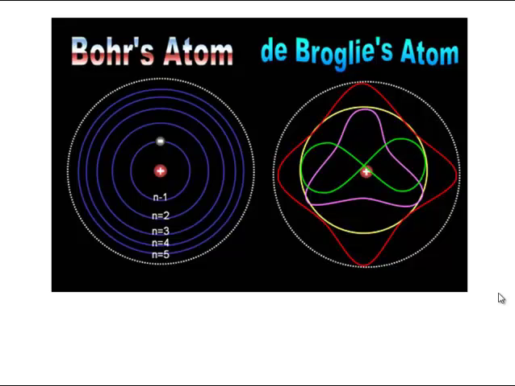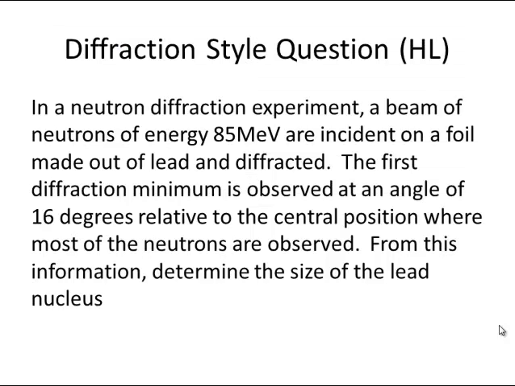Just going to spend one moment to look at one final question. This is probably more of a higher level style question because it thinks about the diffraction grating, but this is something for you to think about. In a neutron diffraction experiment, a beam of neutrons of energy 85 megaelectron volts are incident on a foil made out of lead and diffracted. The first diffraction minimum is observed at an angle of 16 degrees relative to the central position where most of the neutrons are observed. From this information, determine the size of the lead nucleus.